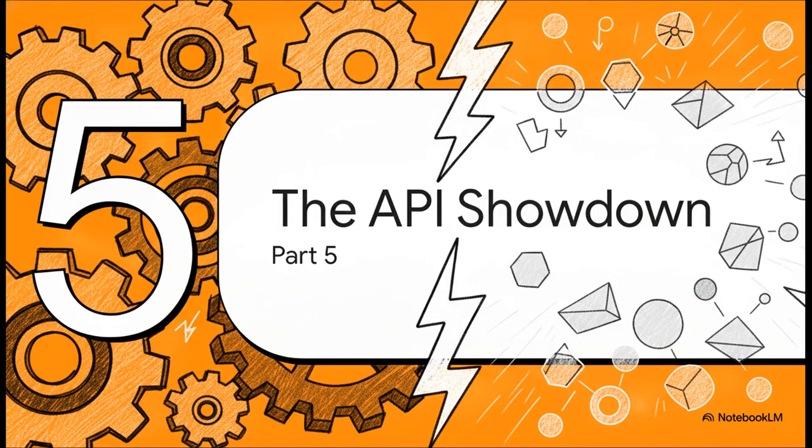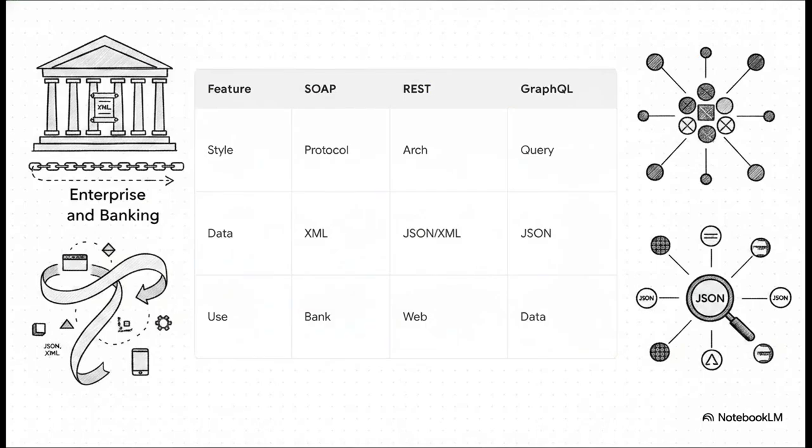Finally, Part 5, the API Showdown. So how does this legacy heavyweight stack up against the modern alternatives? It's a fascinating split. Look at SOAP. It's a strict protocol. It relies entirely on XML, and it's built for enterprise and banking.